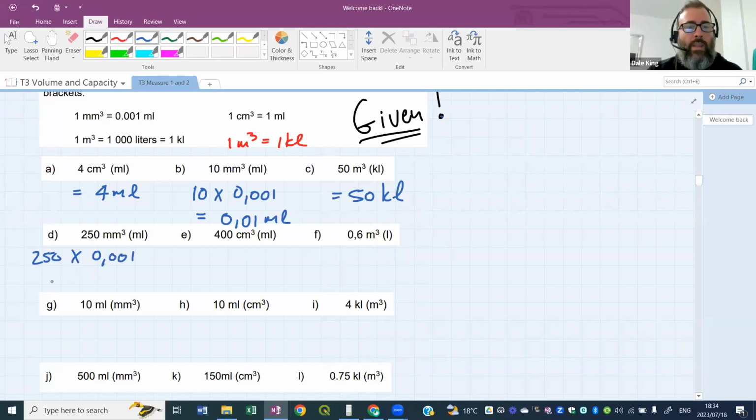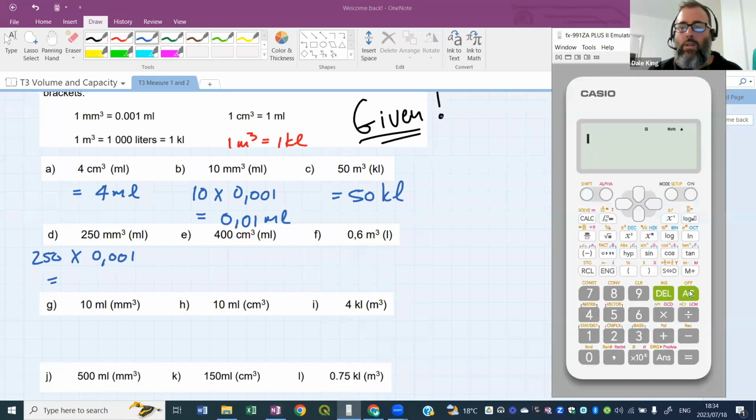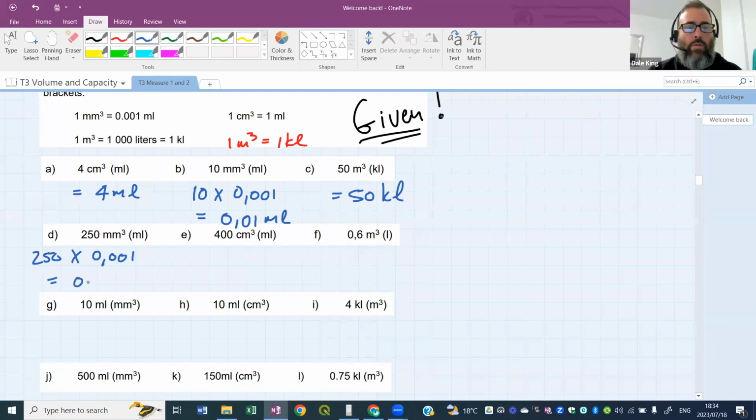And this is going to give me 250 times 0.001, which gives me 0.25 milliliters. All right, so not a 1-to-1 conversion. We had to multiply there. Centimeters cubed to milliliters, that's easy. 1 centimeter cubed equals 1 milliliter, so this is a 1-to-1 conversion. So that's 400 milliliters.